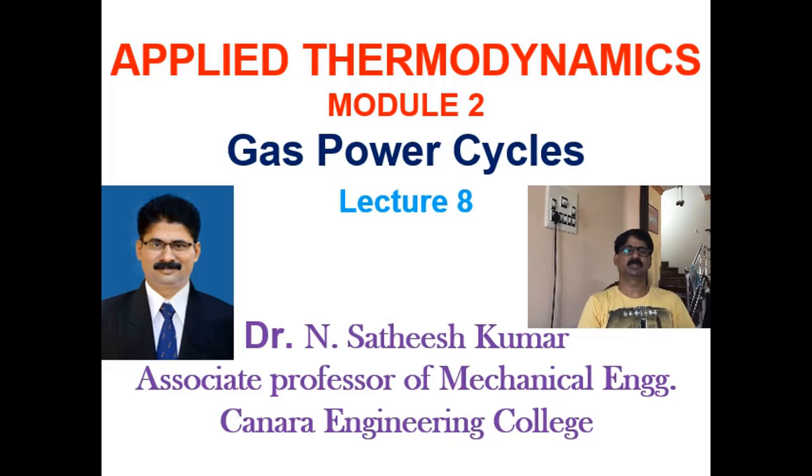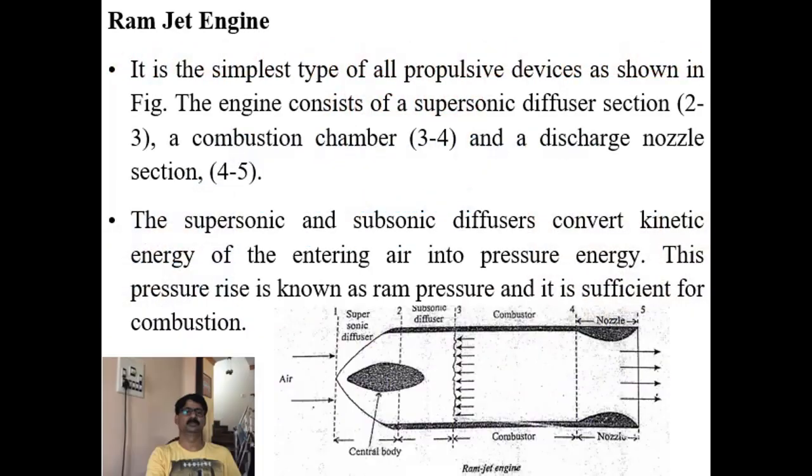So this is the last lecture for this Module 2, where we will be discussing the remaining part of the turbojet engines. So there is a ramjet engine. It is the simplest type of all propulsive devices, as shown in the figure.